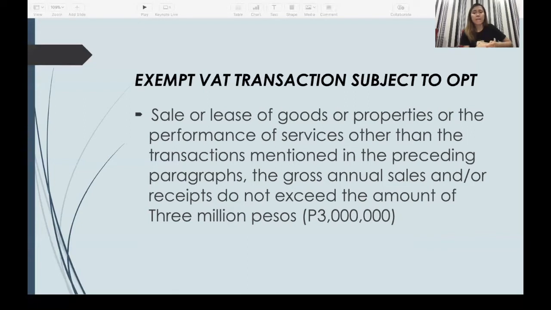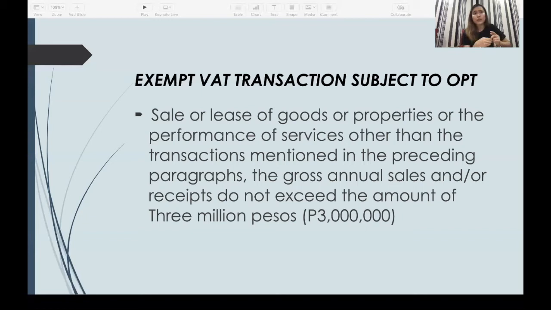Kasi, another topic ito. Okay, it goes like this. Generally, when you're engaged in sale of goods and properties or sale of services, lease of properties and importation, subject to VAT talaga siya unless your transaction is under the list of VAT exempt. Yun nga, example ko yung buy and sell ng gadget, this should be subject to VAT.